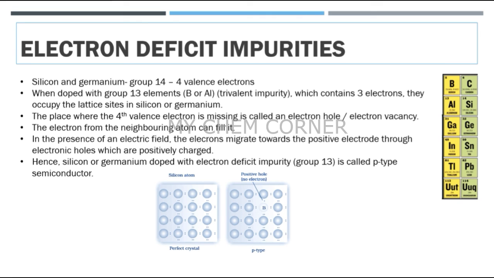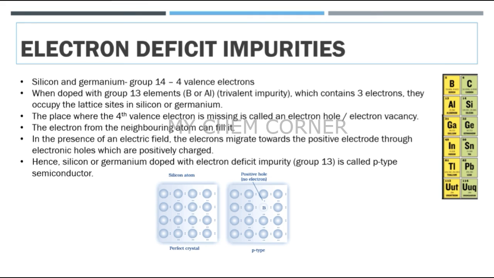So what is the reason for conduction of electricity? It is because of an electron hole, an electron vacancy. What is the charge of the vacancy? Vacancy means it is always lesser, which means positively charged. Therefore, when you have silicon doped with an electron deficit impurity, we call it a p-type semiconductor or a positive type semiconductor. So in electron rich, you add group 14 with group 15. In electron deficit, it's group 14 with group 13.